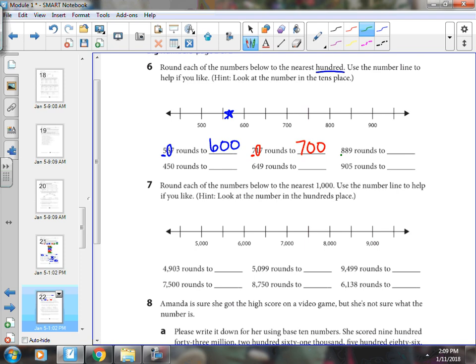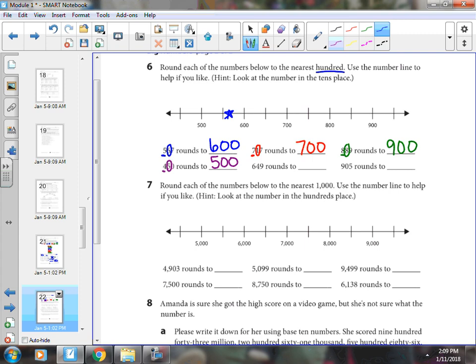889, rounded to the nearest 100. Look at the digit that comes after. It's an 8. An 8 tells us to bump it up. Bump it up to a 9. Everything else becomes a 0. 450 is right smack in the middle of 400 and 500. So it's technically not closer to either, but hundreds of years ago, mathematicians decided if it's a 5, round up. So a 5 tells us to bump it up.